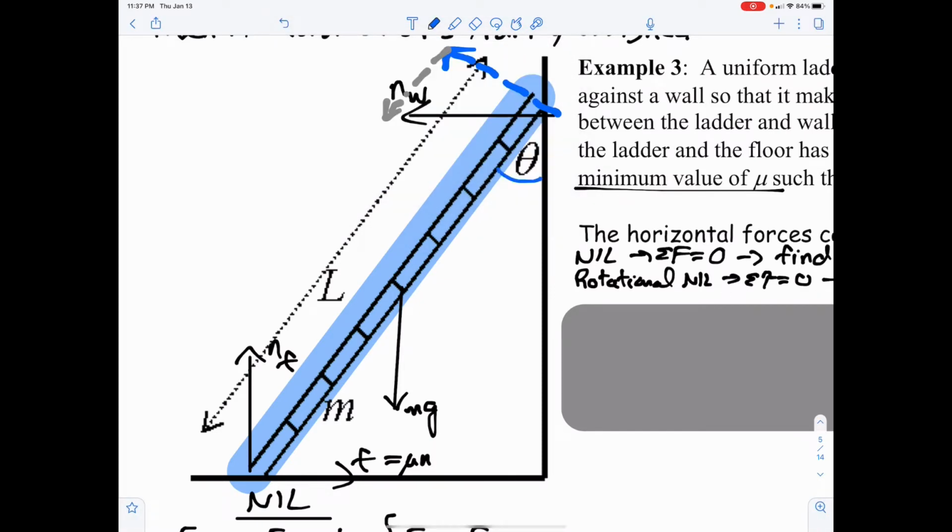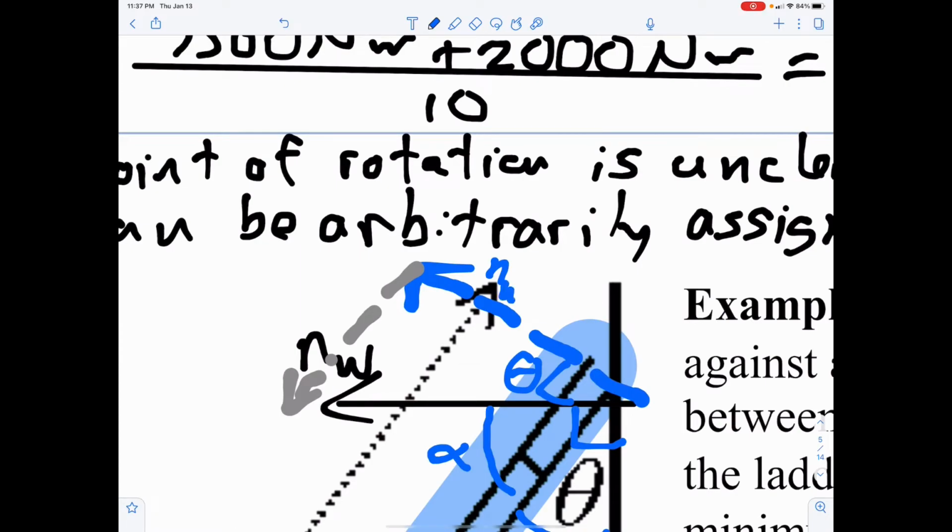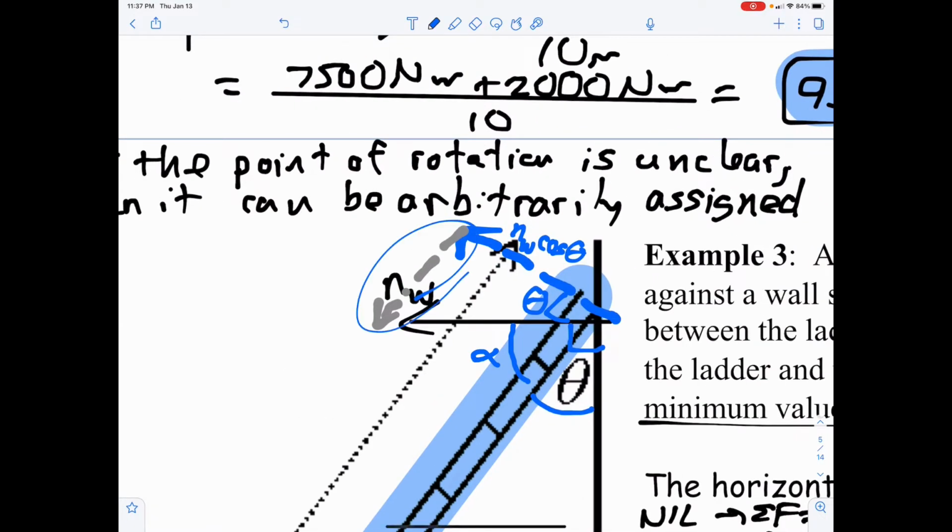If this is angle theta with the wall, and this is a 90-degree angle, I'm going to call this other angle alpha. Now, since this is a 90-degree angle here, that would make this angle theta also, which would make this component NW cosine theta. And that's all I care about. Even though this one is NW sine theta, I don't care about that one because that gray component is parallel to the lever, not perpendicular. I only need a perpendicular component. So we'll come back to this one in a moment.